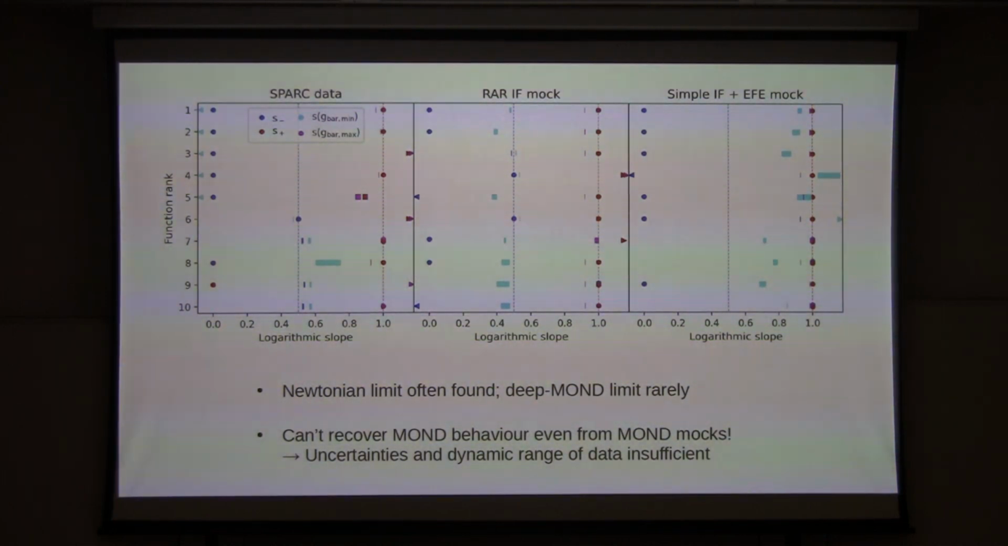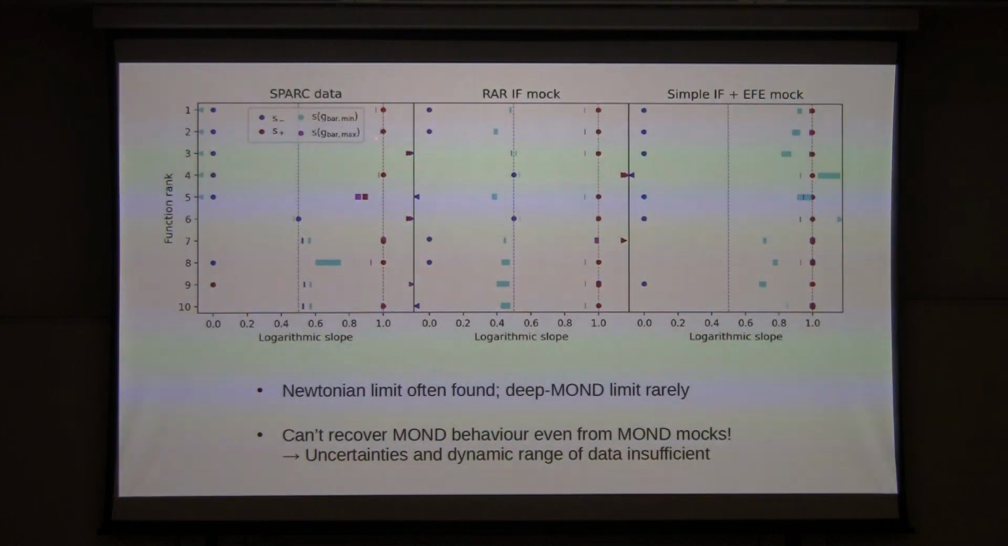So what I have here is for each of the three data sets, for each of the top 10 functions, I calculate the logarithmic slope as g bar goes to infinity in red, as g bar goes to 0 in blue, and at the highest and lowest g bar values of the data in magenta and cyan. And in cases where the logarithmic slope depends on free parameters of the function, then I run an MCMC for each function separately and show the 95% confidence limit on the slope as a band rather than a point.